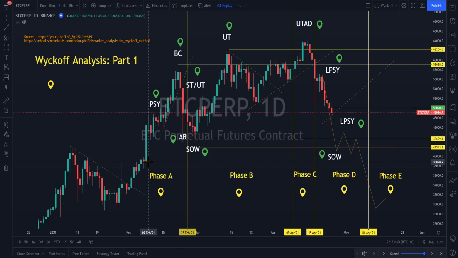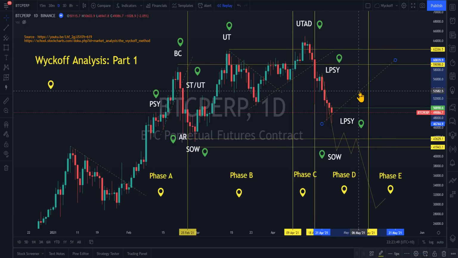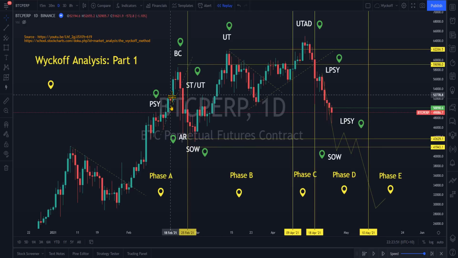Now, what does all this mean? You notice these dotted lines that I've drawn in here? They're not part of Wyckoff analysis. They really are nothing more than trend lines to see where price moves to. But I'll explain that in the next video. This is really just about part one. If we don't understand this phase, we don't understand the next phase.